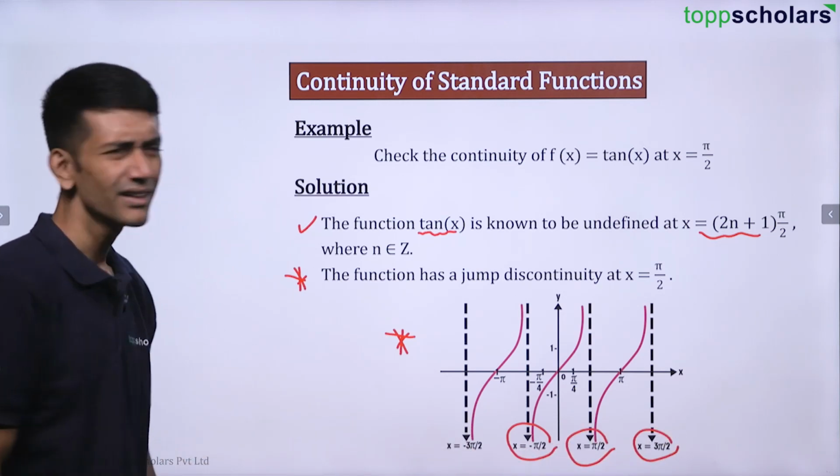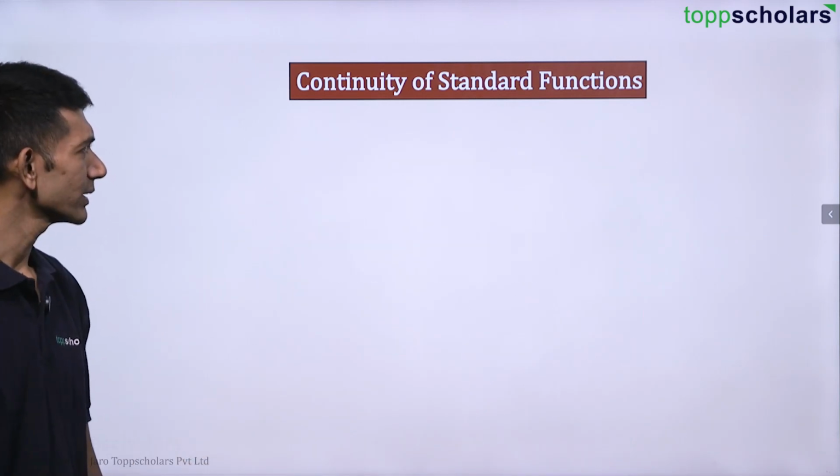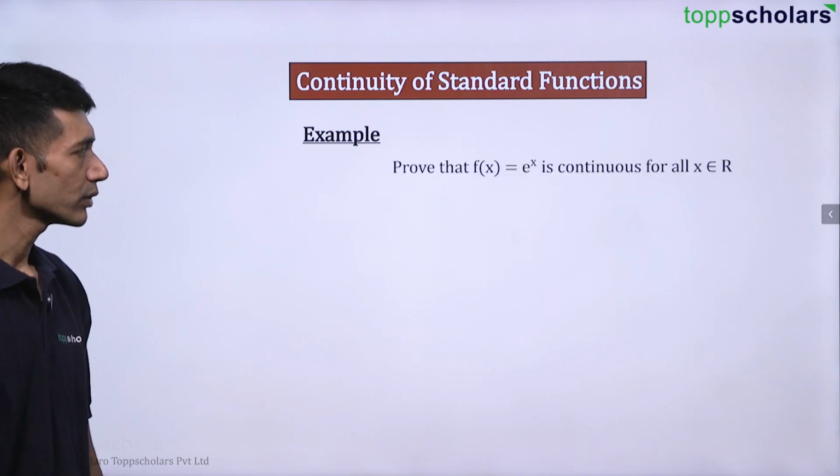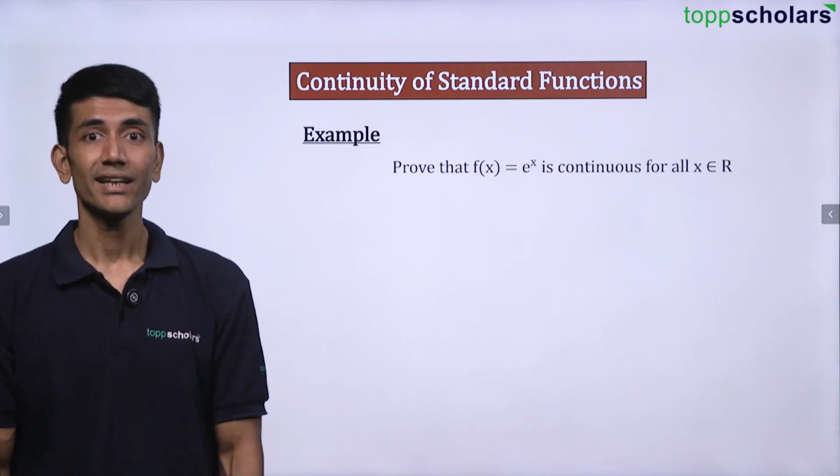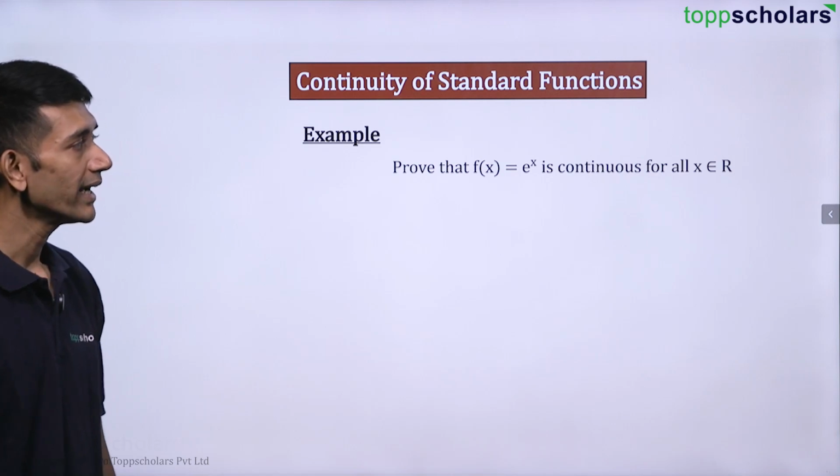So the function is discontinuous, right? Simple question. Let us see one more question. Prove that f(x) = e^x is continuous for all x belonging to R.